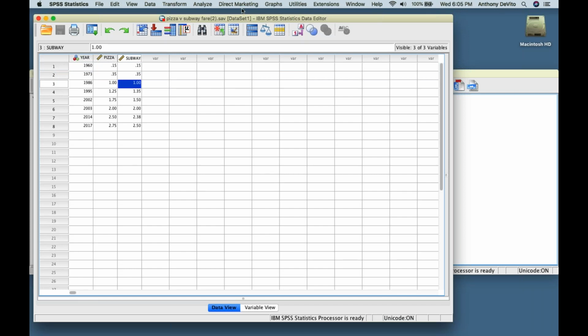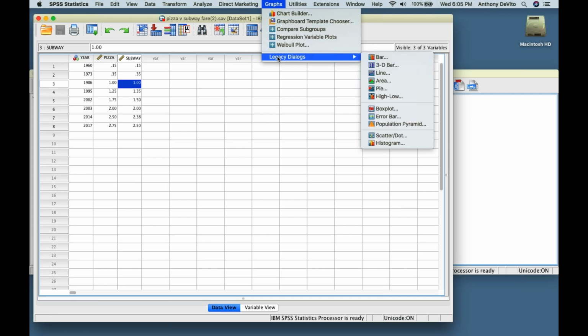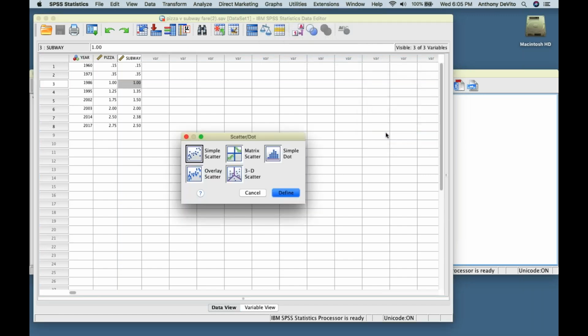So I'm going to try and graph that. I'm going to go up to Graphs. I'm going to go to Legacy Dialogs because it's simply the simplest and quickest. I'm going to go down to Scatter/Dot. That's what I'm going to choose.